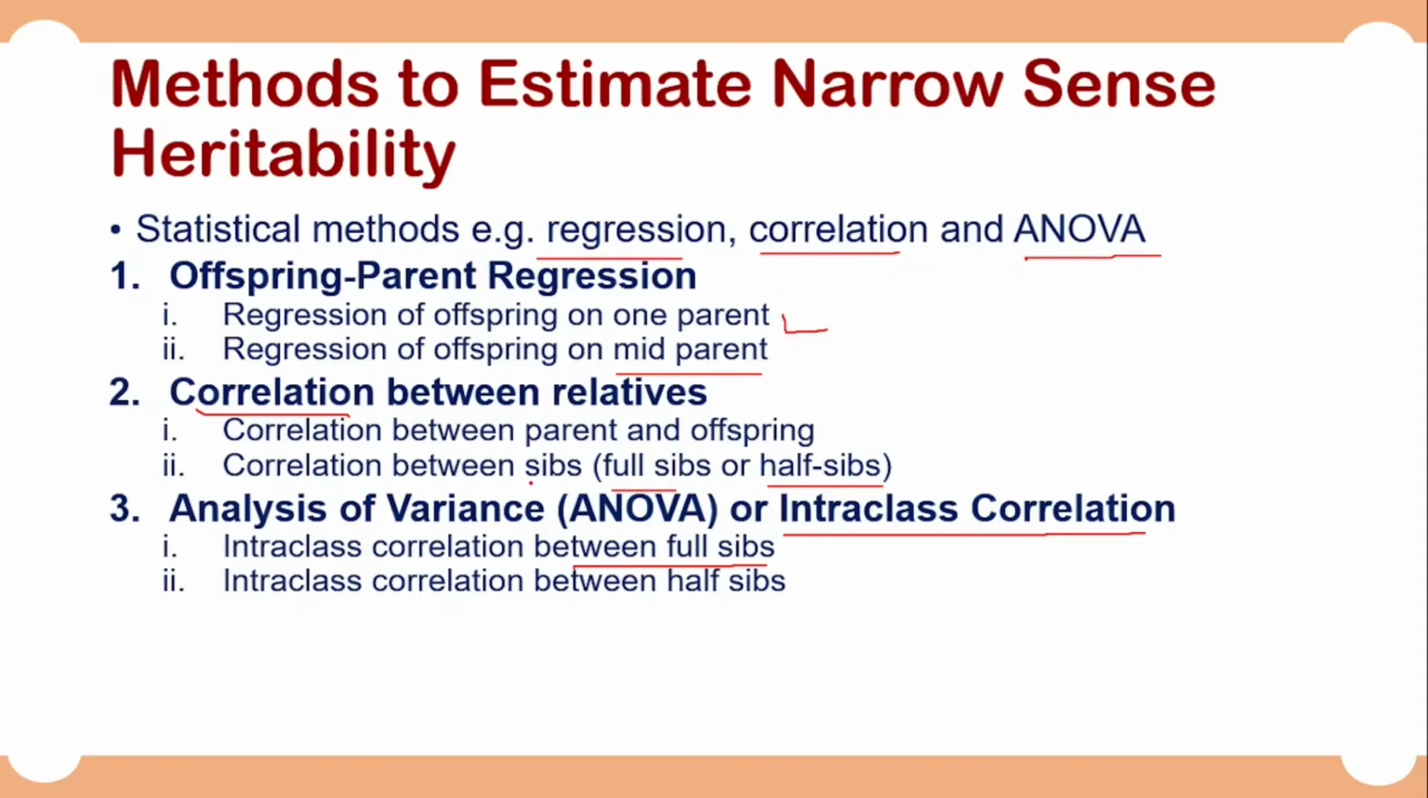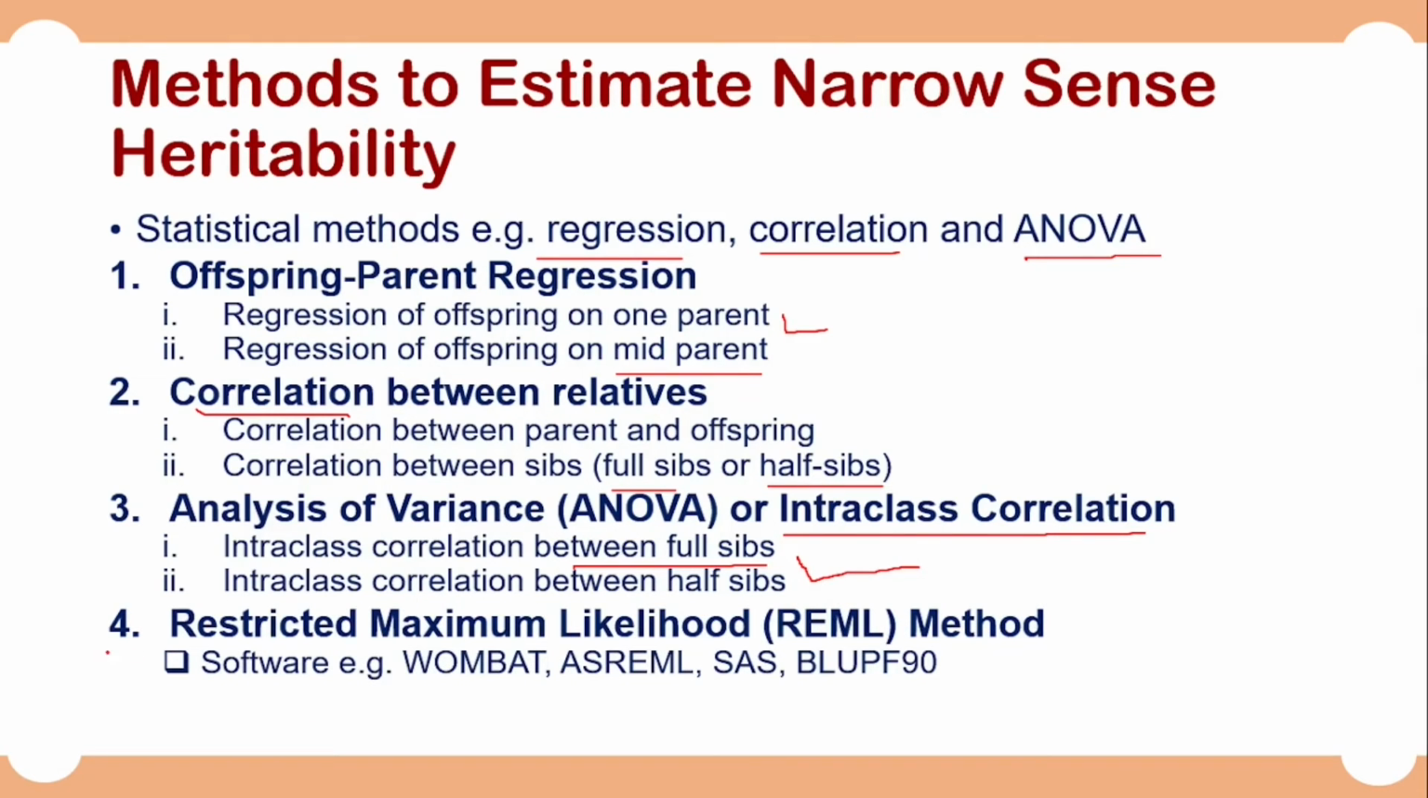First is the correlation coefficient, which I have already explained, and the second one is the intra-class correlation, and both of these methods can be used. However, the most reliable method is considered the intra-class correlation. So this method is most reliable. I will discuss these methods in very detail in the next video.